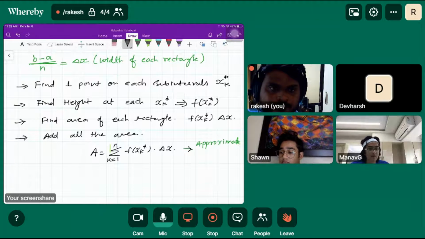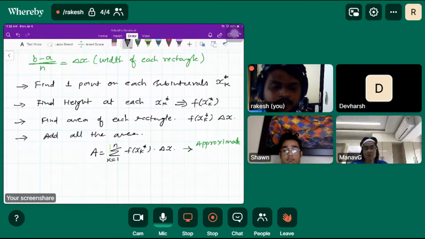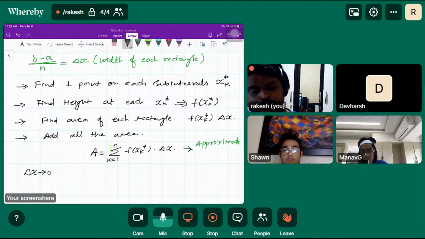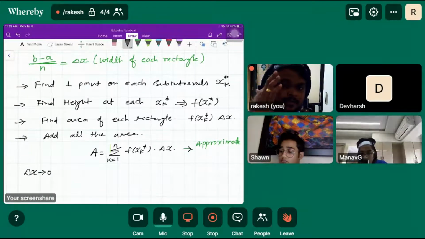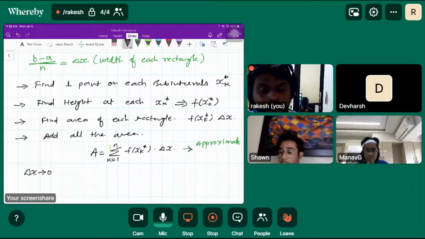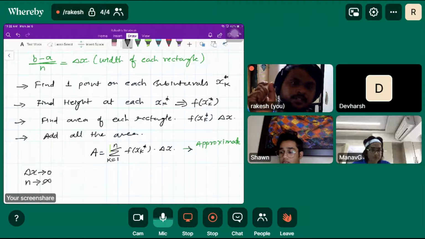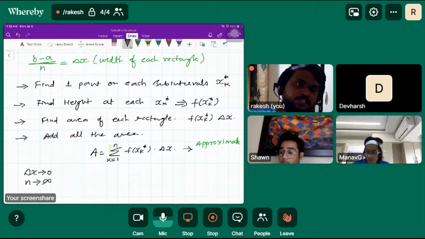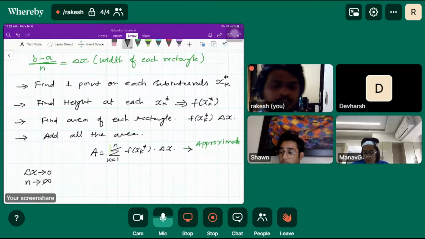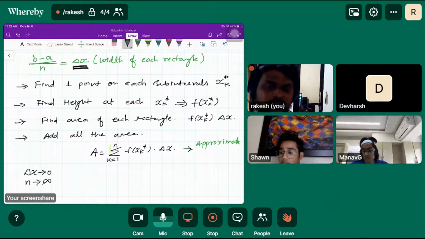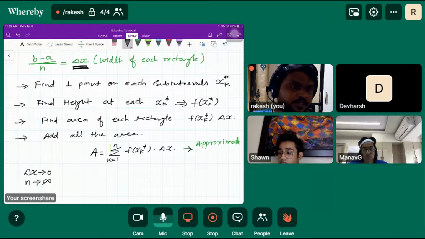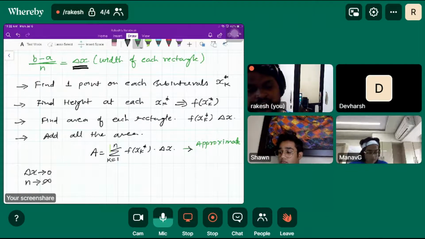The exact integration formula is when you make your delta x very small, negligibly small. That means delta x tends to 0, and this will happen when n tends to infinity. The number of partitions goes to infinity, and only then will you get delta x tends to 0, right?